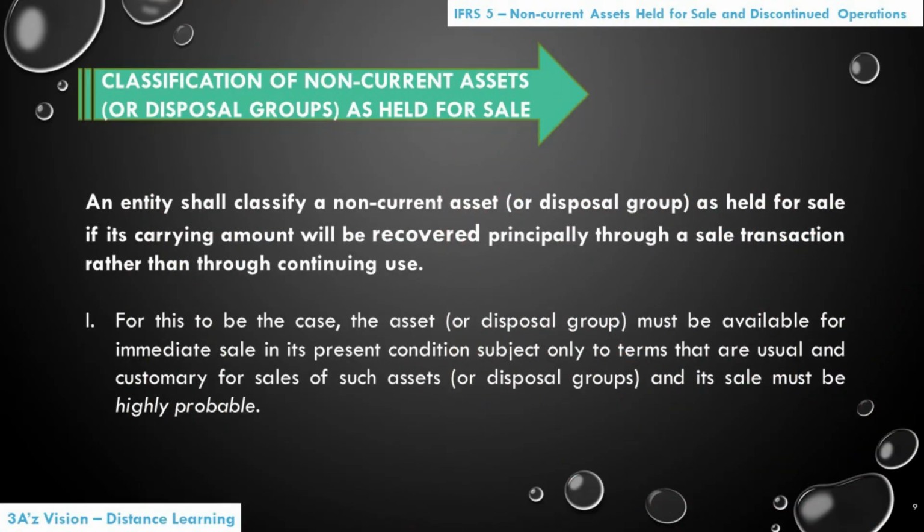The third main element of this IFRS is classification of non-current assets, or disposal groups, as held for sale. An entity shall classify a non-current asset, or disposal group, as held for sale if its carrying amount will be recovered principally through a sale transaction rather than through continuing use. Number 1. For this to be the case, the asset, or disposal group, must be available for immediate sale in its present condition, subject only to terms that are usual and customary for sales of such assets, or disposal groups, and its sale must be highly probable.